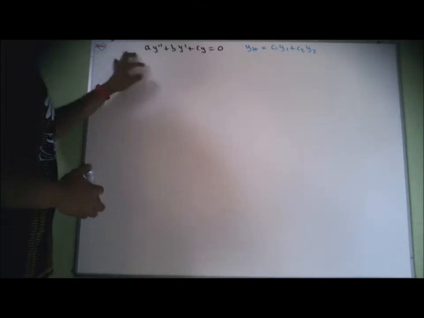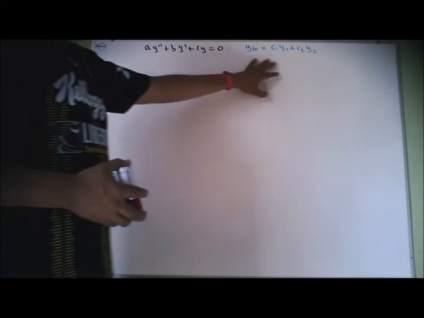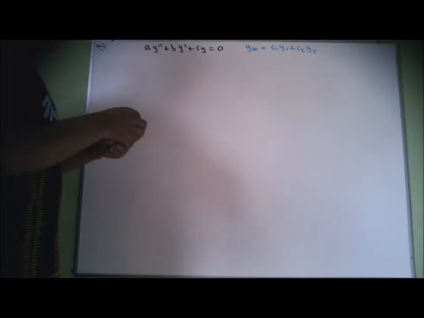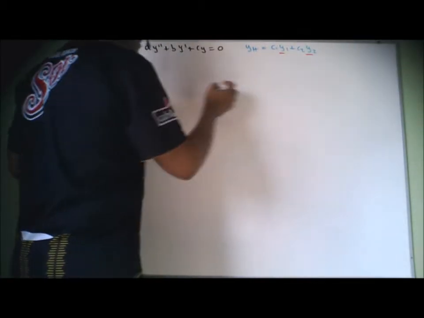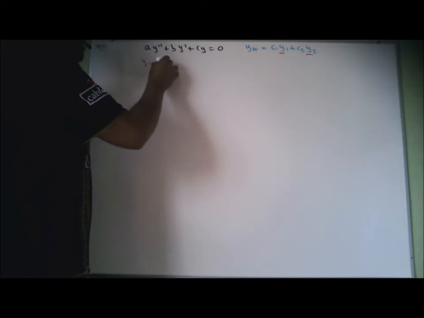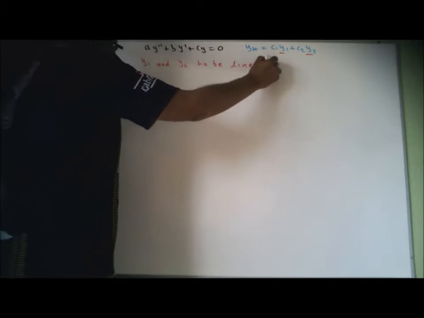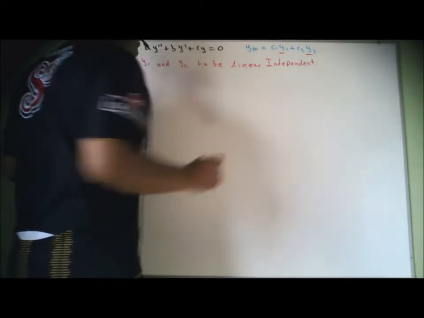Okay, so what we are going to do is find the solutions of this second order differential equation with constant coefficients. The solution will be C1y1 plus C2y2, but before that I have to tell you what the linear independence concept is. Because these are the solutions, we need y1 and y2 to be linearly independent.